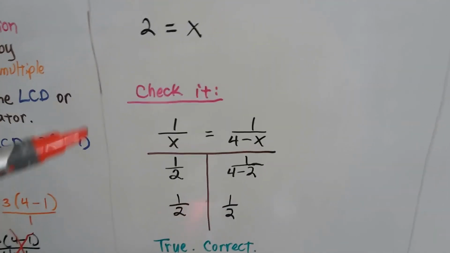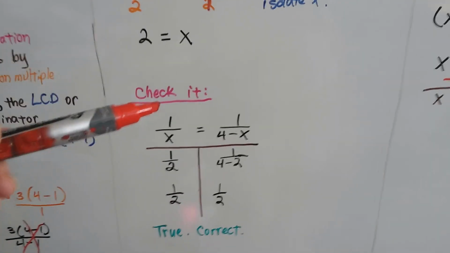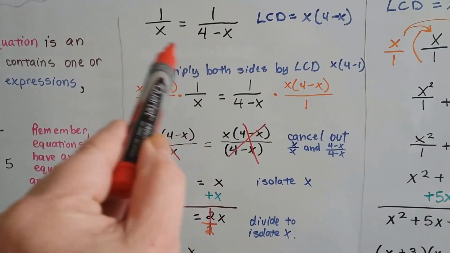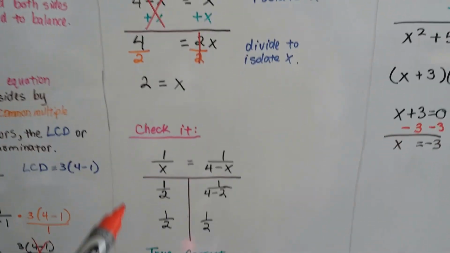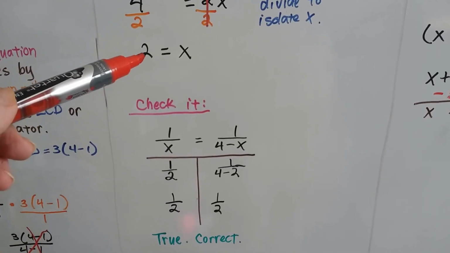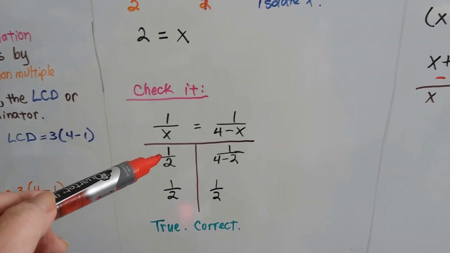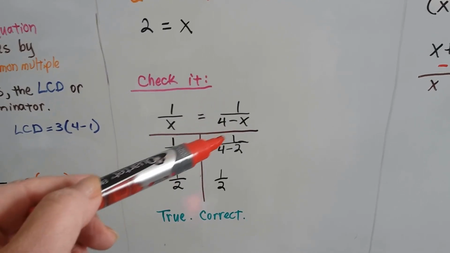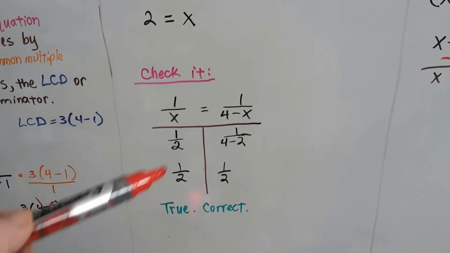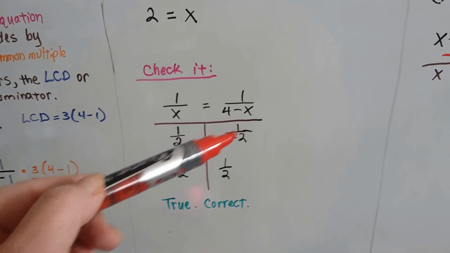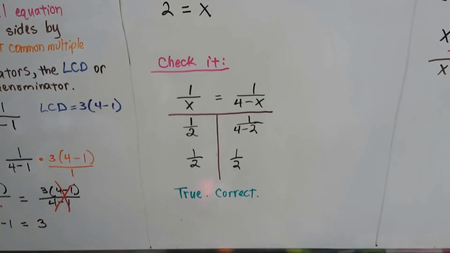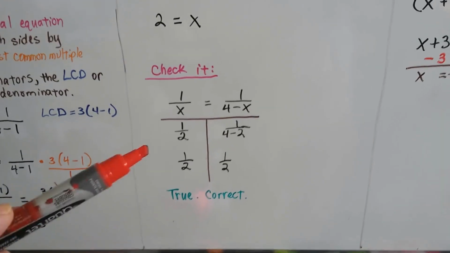So now to check it, we take our 1 over x equals 1 over 4 minus x, our original problem. Okay? And we plug in 2 wherever there's an x. So instead of 1 over x, we have 1 over 2. Instead of 1 over 4 minus x, we have 1 over 4 minus 2. Is 1/2 equal to 1 over 4 minus 2? Yeah, it is. It's 1 over 2, isn't it? So that's true. That's correct. All right? Always remember to check it.